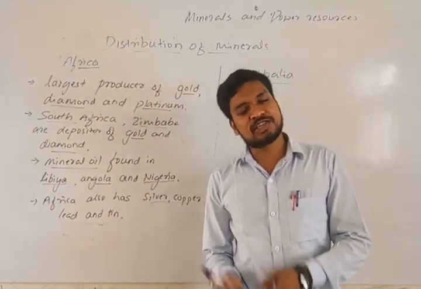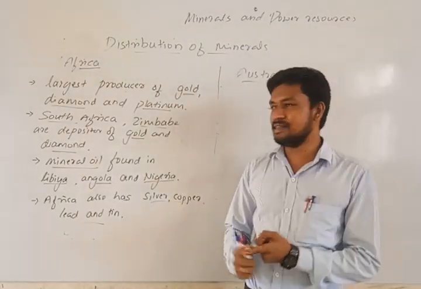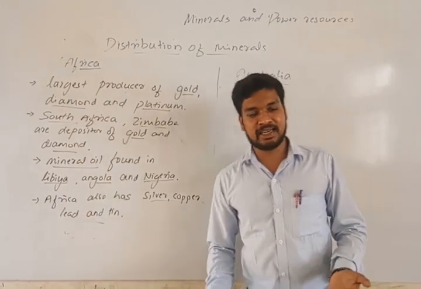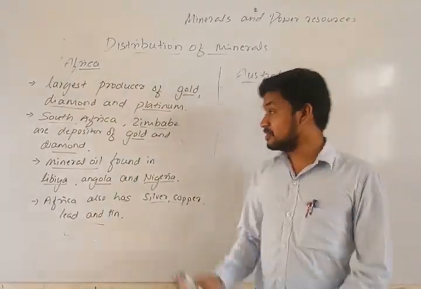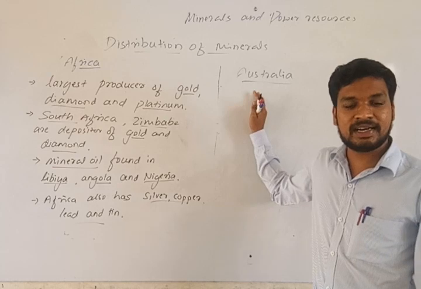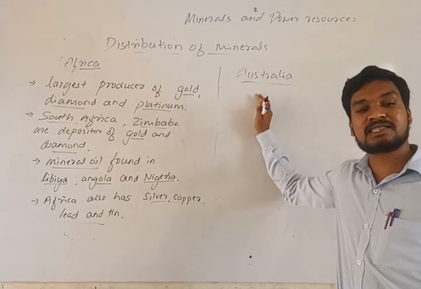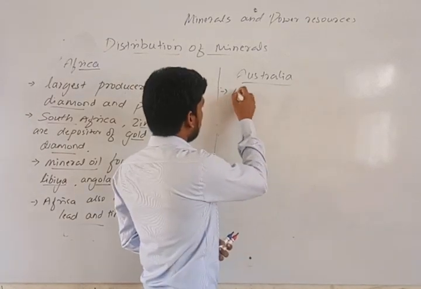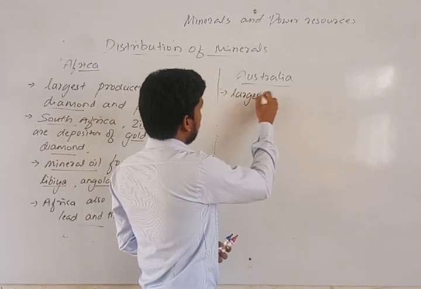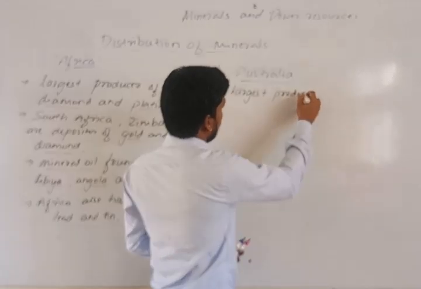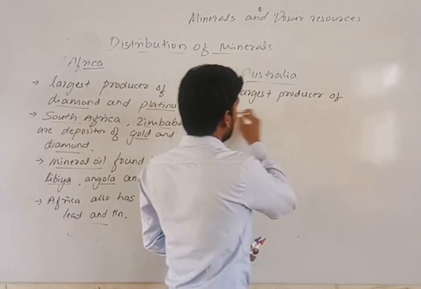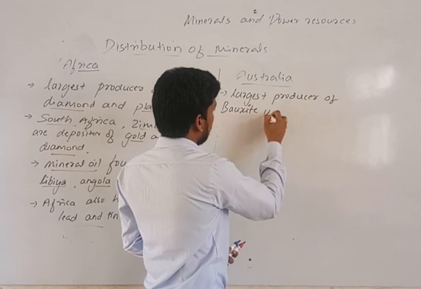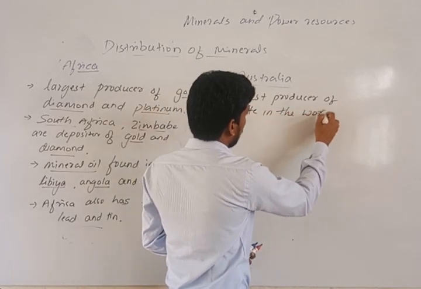Australia is a continent as well as a country. Both. It is called the Australia country and also the continent. This continent, Australia, is the largest producer of bauxite in the world.